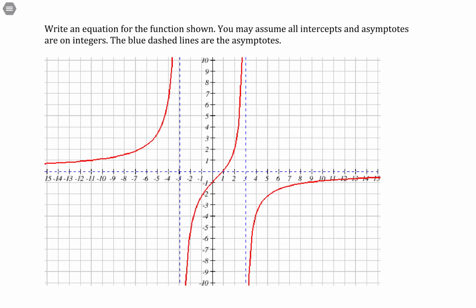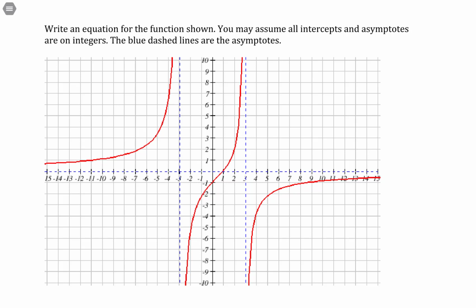Write an equation for the function shown. You may assume all intercepts and asymptotes are on integers. The blue dashed lines are the asymptotes. So this is the same techniques that are involved in graphing. We're just going in reverse. We're taking the graph and we are trying to build a function that has the different aspects of the graph.